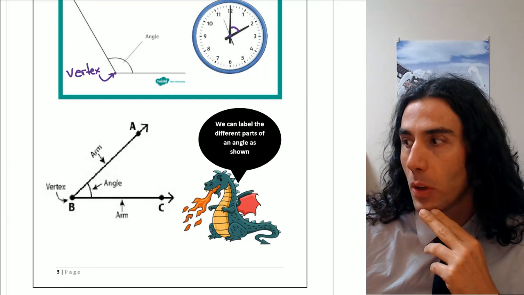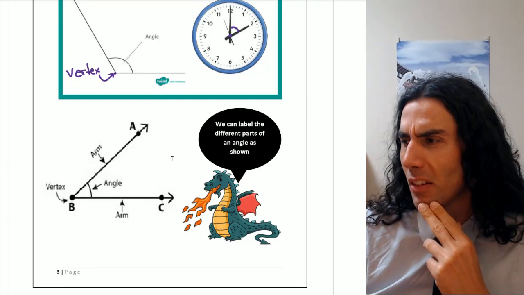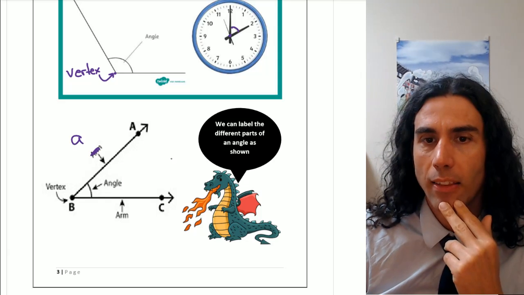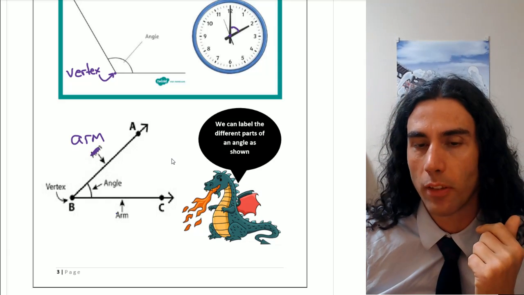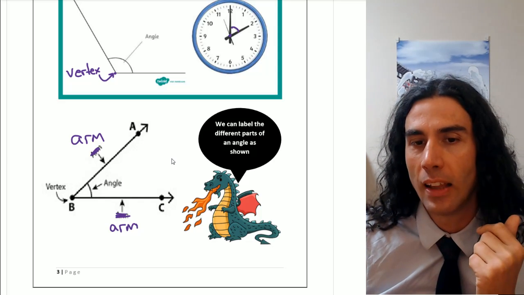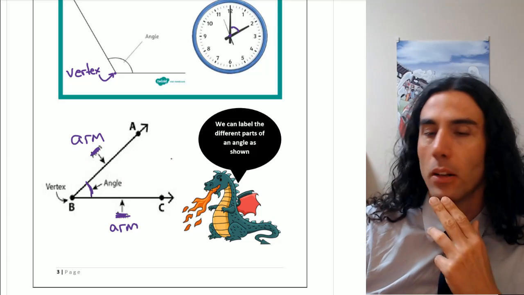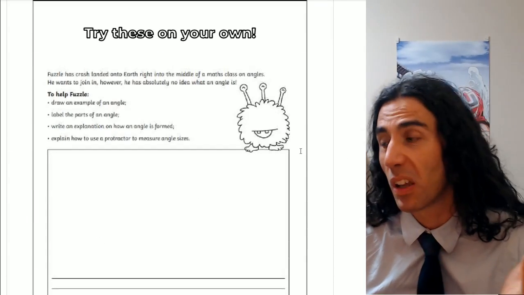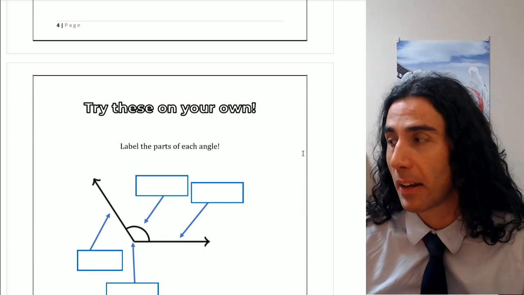All right, next one here. And they've got some names here. They're a bit hard to read, so I'll just write it neatly. That's an arm. That's an arm. So these are the two arms. And the two arms meet at the vertex, and that's our angle there in the middle. All right, keep on going. This page, we're going to skip. We can come back to that later if we get time.